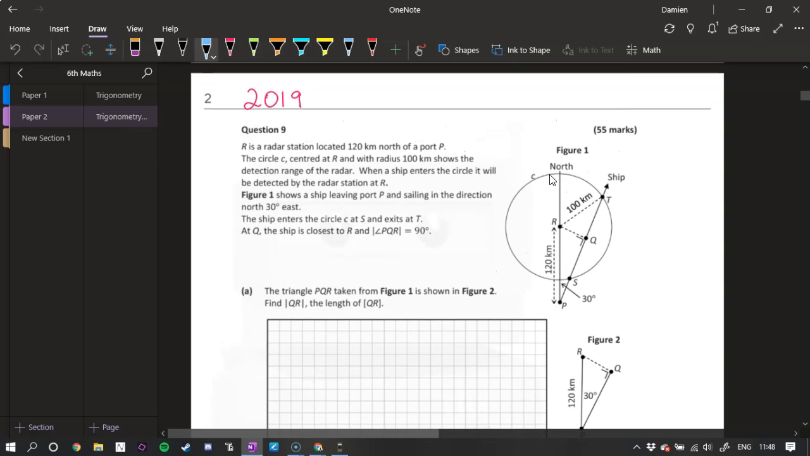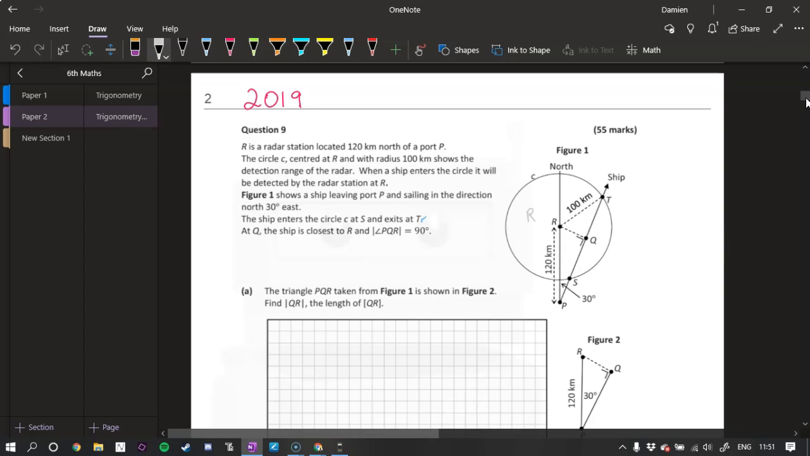So 2019 question 9. This is a big question and can cause a little bit of confusion. Let's have a look at it. Looking at this, there's an awful lot going on in this diagram. So what I would do here is label each of the parts and see what we can come up with. We've got R as a radar station. So this in here, this is radar.